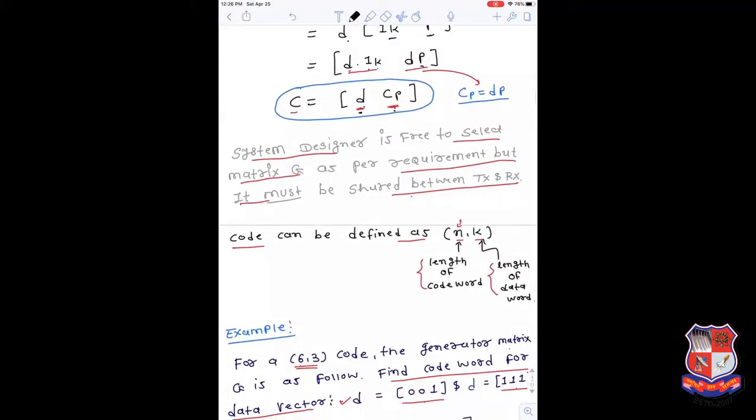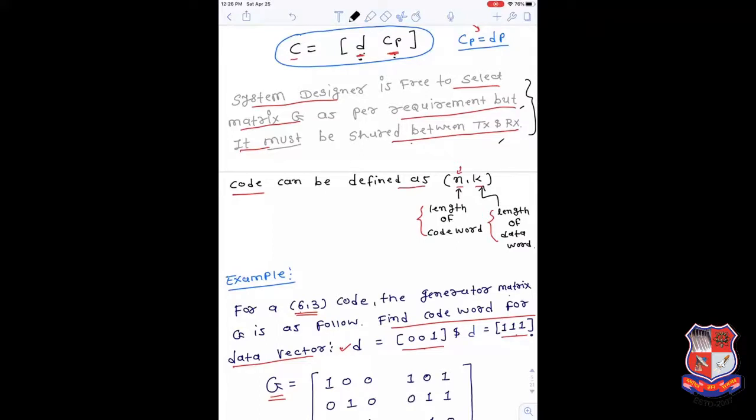The system designer is free to select the matrix G as per the requirement, but it must be shared between transmitter and receiver. Please take note of this line, because this is a very important part. Without sharing the information of the G matrix, the receiver is not able to recover the original data back.